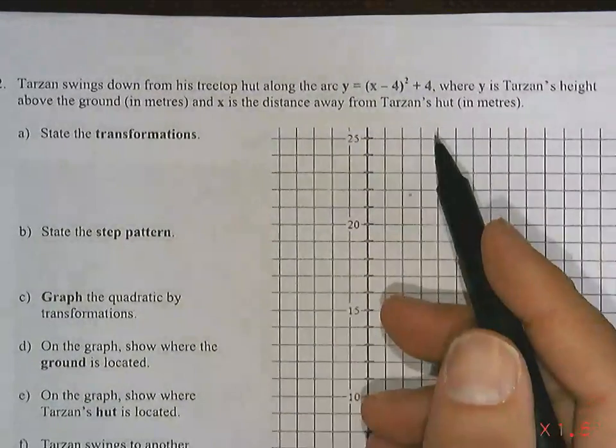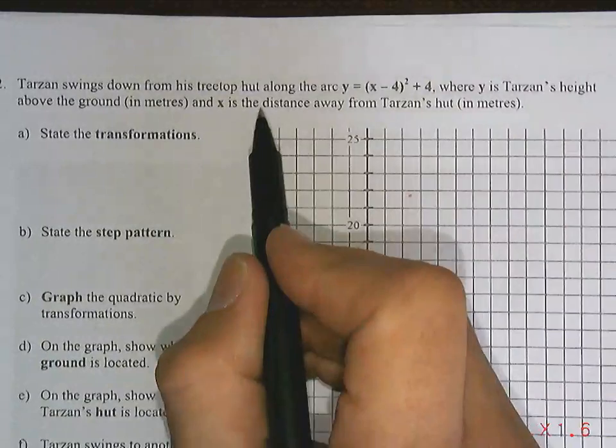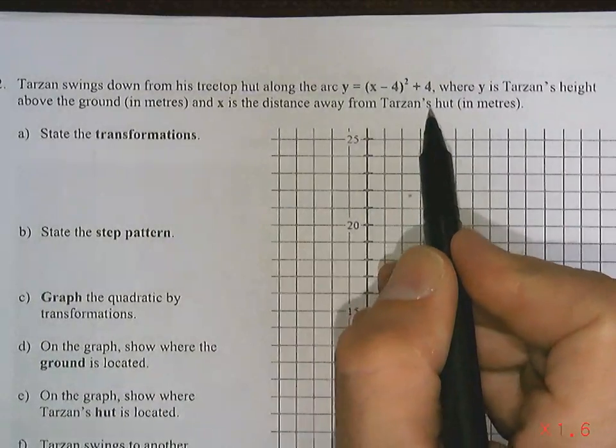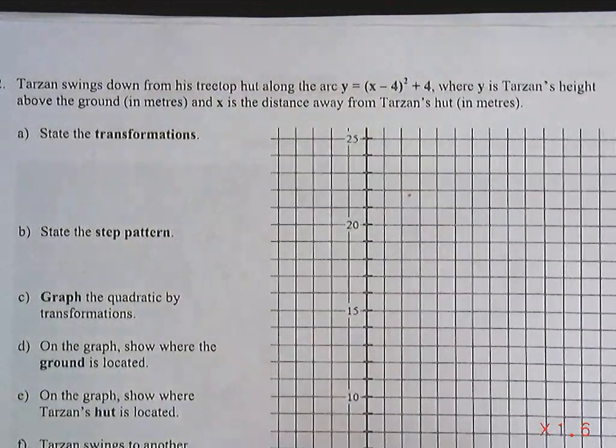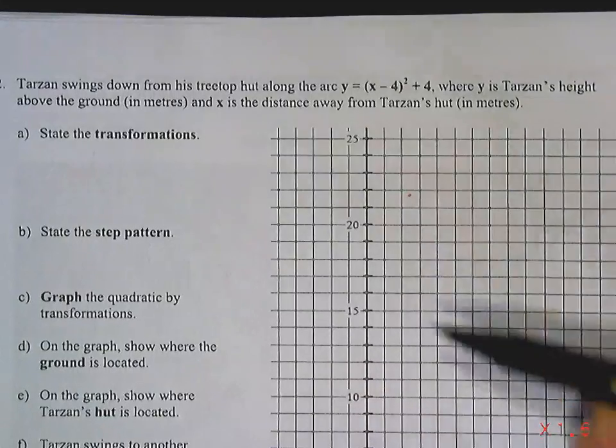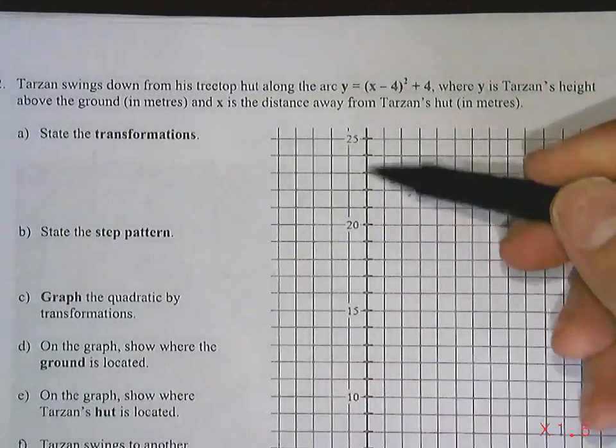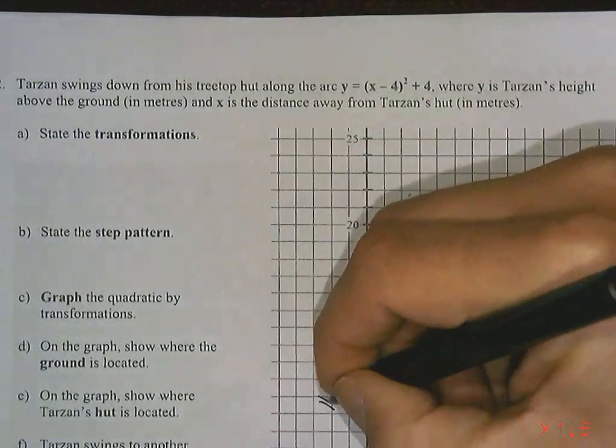Here's George flying through the jungle. X is the distance away from Tarzan's hut. You gotta read the questions. So this is distance from hut. And this is going to be height above the ground.